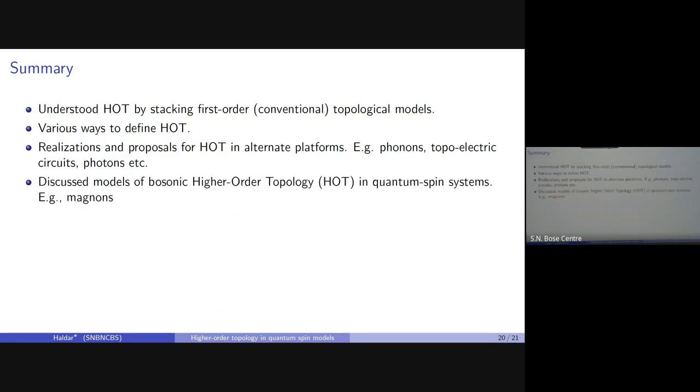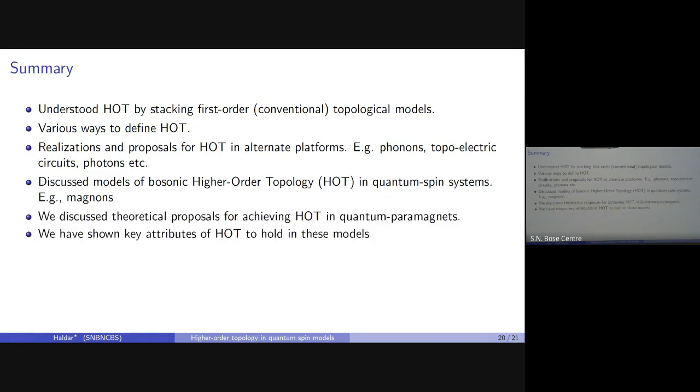We then discussed models of bosonic hierarchy topology in quantum spin systems like magnons, and in particular we showed how we can get a new type of hierarchy topological phase in quantum paramagnets. And we have shown key attributes of hierarchy topology to hold in these quantum paramagnets, which are protected corner modes, which we have defined as hot triplons. And we also showed that these corner modes are shared by the edge theories.